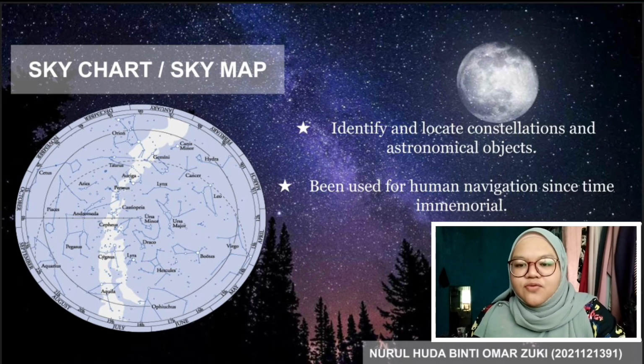So I will continue to findings number 4, which is reading from a star map. As you can see, a circle on the slide. If you want to know, this is a star map. It's also called a sky chart or sky map because this is a map of the night sky. Star maps are used to identify and locate constellations and astronomical objects like stars, nebulae, and galaxies. They have also been used for human navigation since time immemorial.